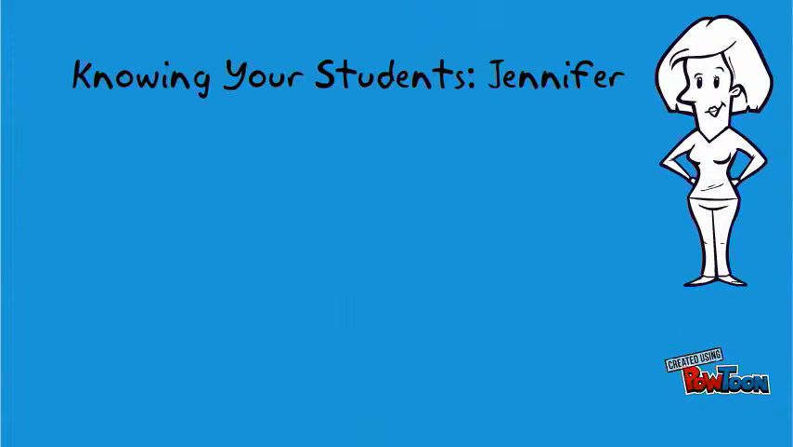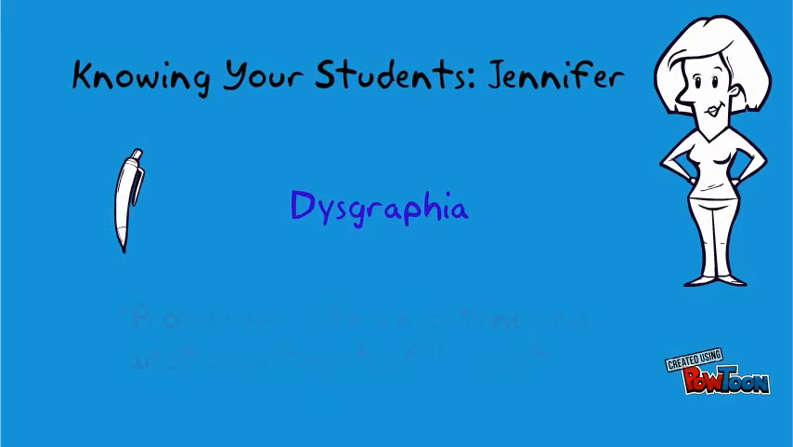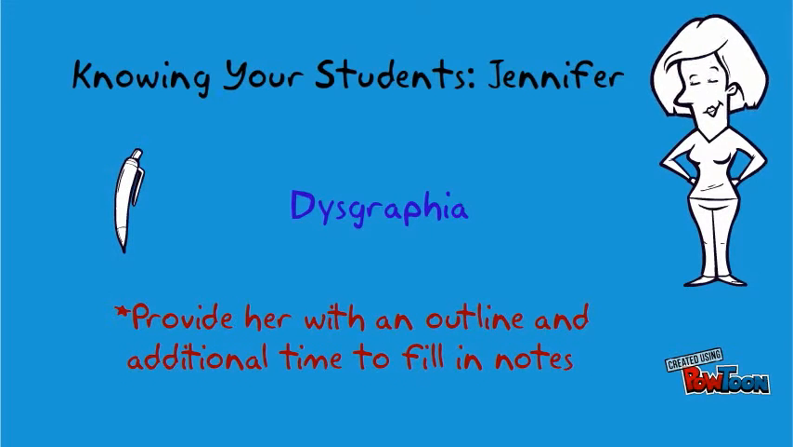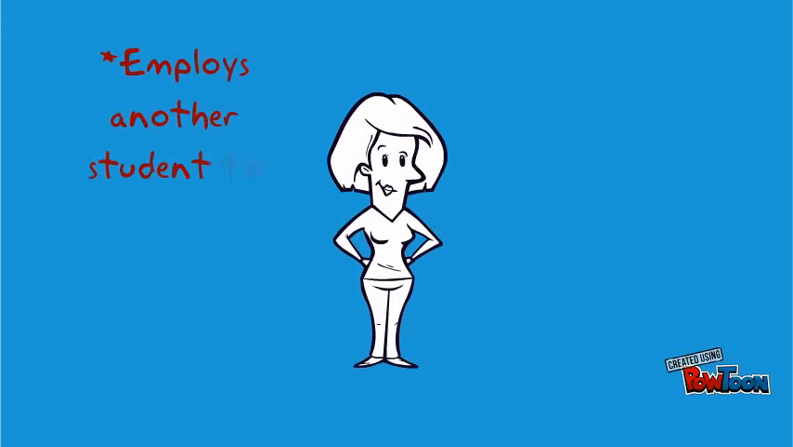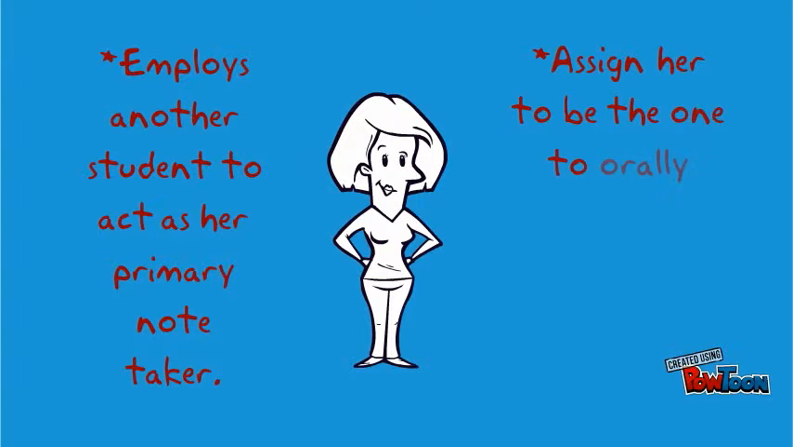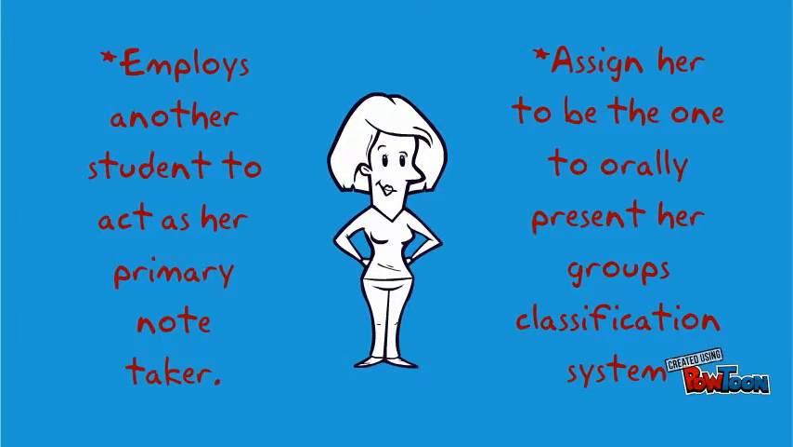First, we have Jennifer. She is incredibly smart and very comfortable giving oral presentations, but she has trouble with her writing. Jennifer has dysgraphia. Her teacher gives her an outline of the material to reduce the amount of writing she needs to do during class, and also will give her additional time to fill in her notes. In addition to the outline, her teacher has made arrangements with another student to act as her primary note taker. Without the stress of having to take notes during class, Jennifer is able to better pay attention to what is happening and be more involved. Finally, she is assigned to be the one to orally present her group's classification system to the class.